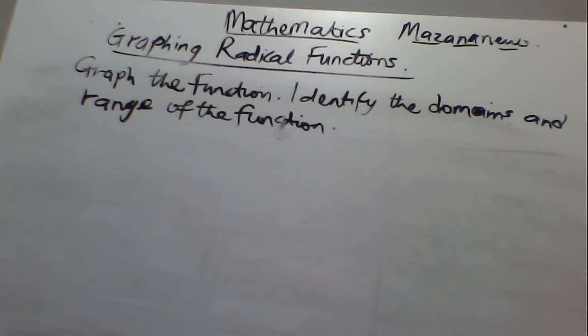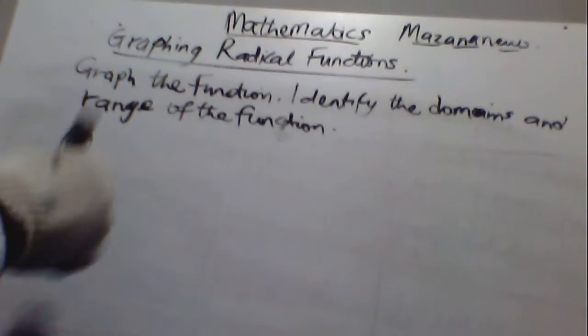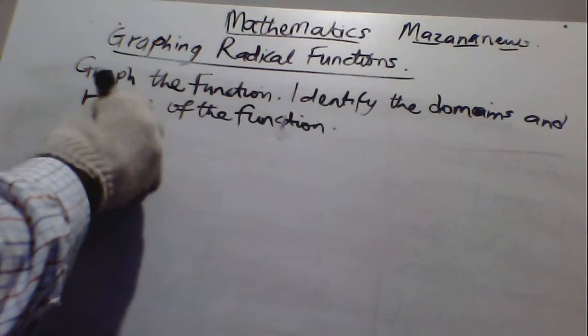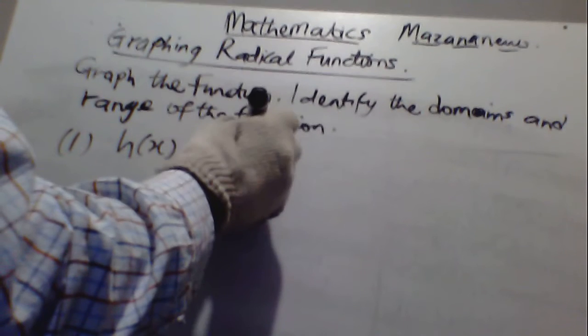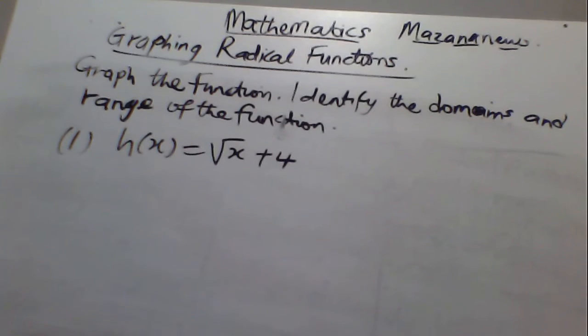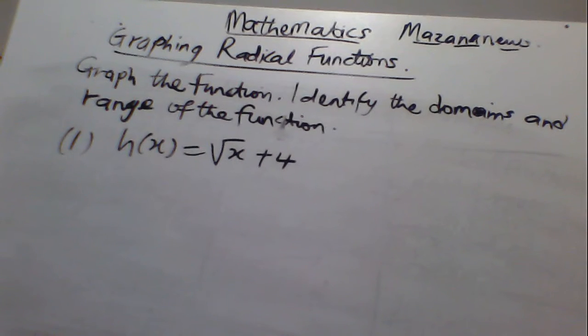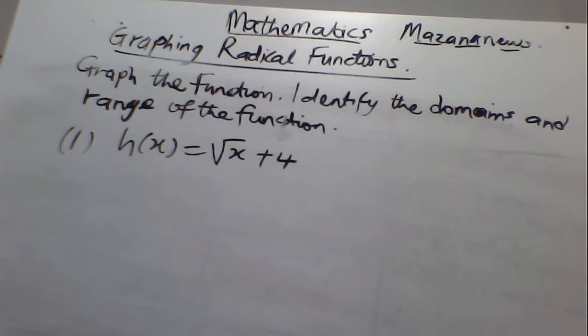So the first thing to do is to compare what was given to you with the parent's graph. From there you'll be able to graph it. The first is h of x is equal to the square root of x plus 4. You are required to graph the function, identify the domain and the range.